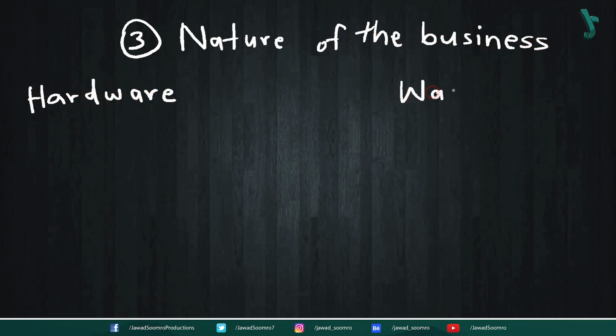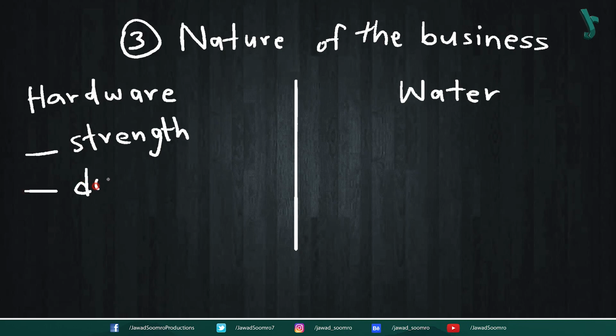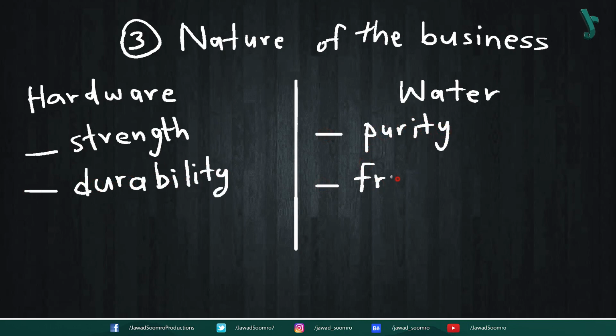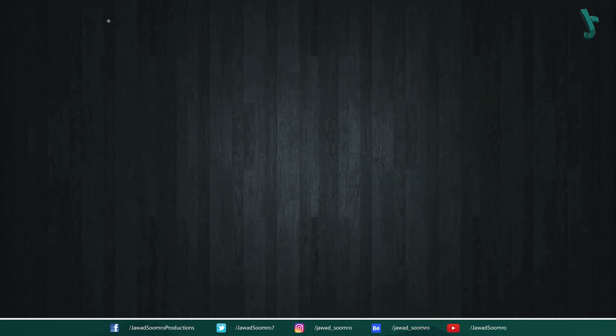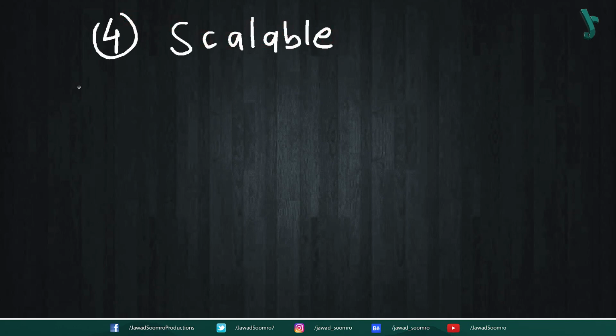Number 3. Your logo should reflect the nature of the business. For example, a hardware store might choose a logo that conveys strength and durability, while a water company might opt for a logo that symbolizes purity and freshness. A hardware store logo may include imagery related to tools and construction, while a water company logo may include elements like water, waves, or drops. Number 4. Your logo should be scalable.